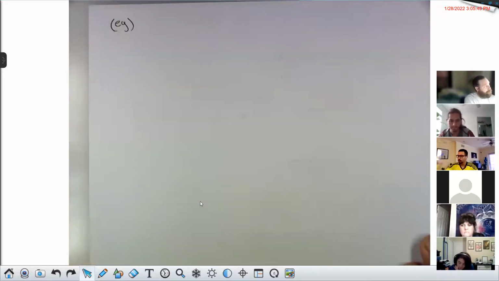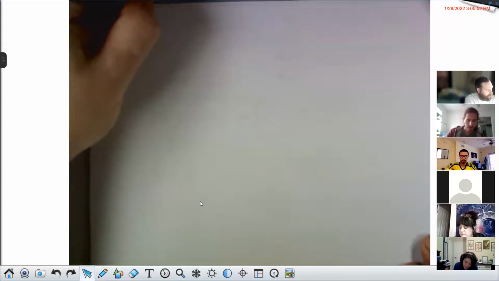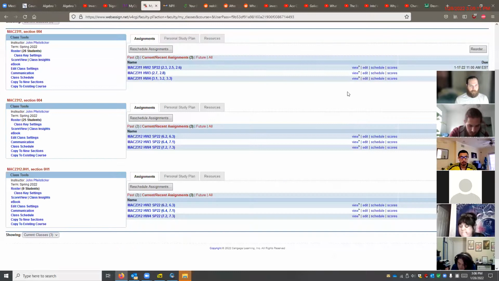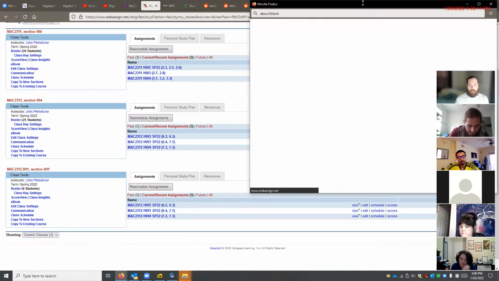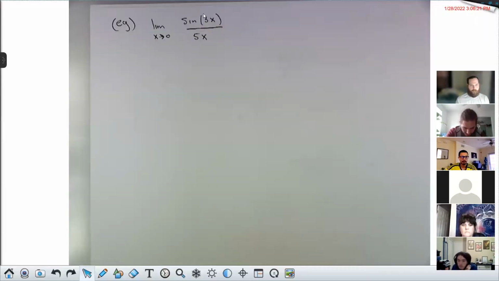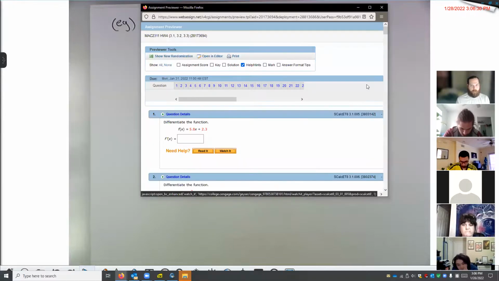So let's look at the limit as x goes to 0 of sine 3x over 5x. There are several problems in your homework that have a similar feel to this. Let me point them out. The trick is going to be to make a little substitution. So I'm going to replace 3x by h at some point here and rewrite this as a limit as h goes to 0. We need to figure out how the 5x is going to fit into all of that.